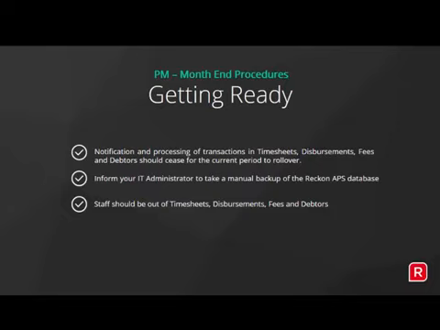Staff should be out of timesheets, disbursements, fees and debtors when you're processing your month end. This can be achieved in 2 ways. Depending on the size of the practice, it could be as simple as notifying everyone by email or internal forums. Or if the practice is larger, then you might use the Joe Admin security to lock the users out of those applications, or at least from posting in those applications whilst you're doing your month end.